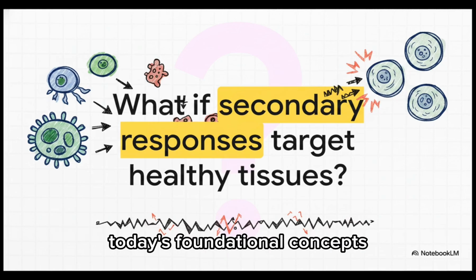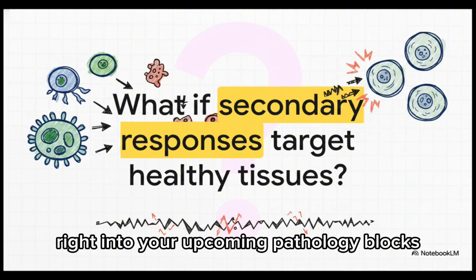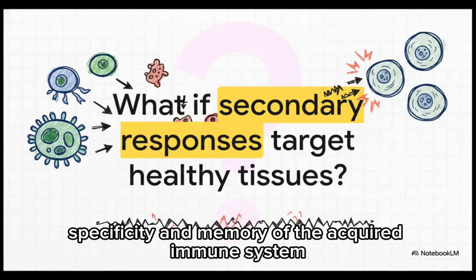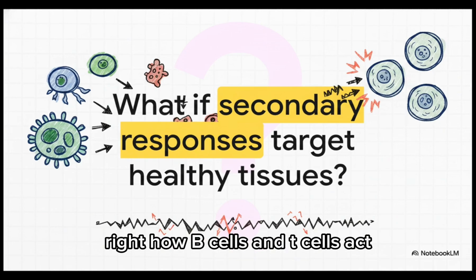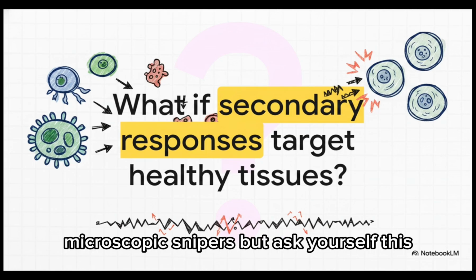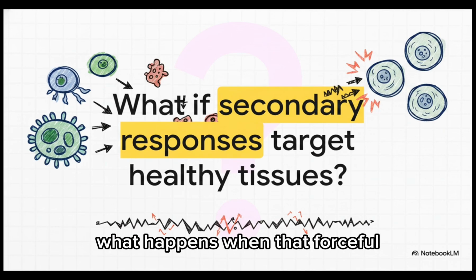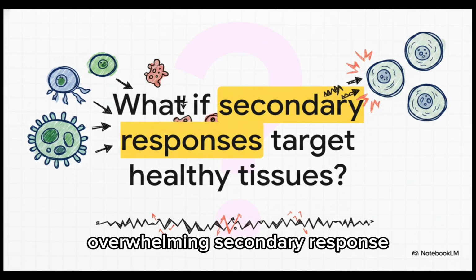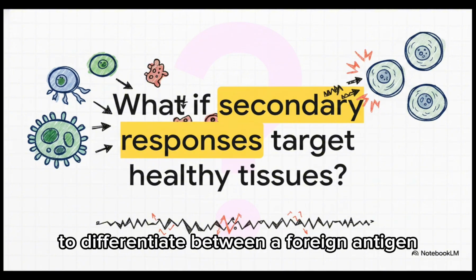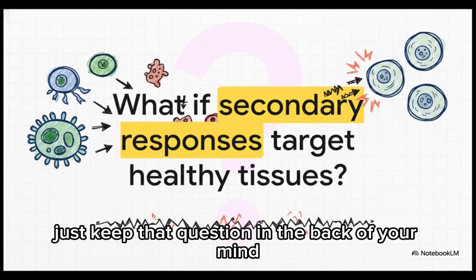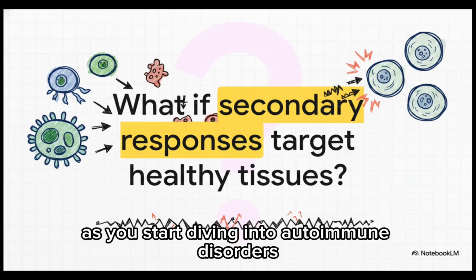As we wrap up this explainer, I really want to leave you with a provocative thought, one that perfectly bridges today's foundational concepts right into your upcoming pathology blocks. We've spent this whole time marveling at the incredible power, specificity, and memory of the acquired immune system, right? How B cells and T cells act like these perfectly targeted microscopic snipers. But ask yourself this. What happens when this flawless targeting system glitches? What happens when that forceful, overwhelming secondary response actually loses its ability to differentiate between a foreign antigen and your own healthy cells? Just keep that question in the back of your mind as you start diving into autoimmune disorders.